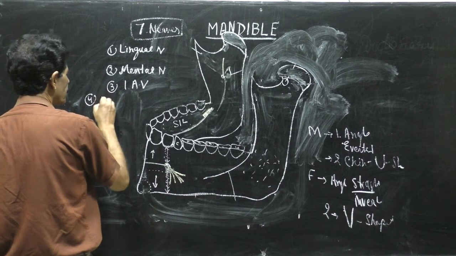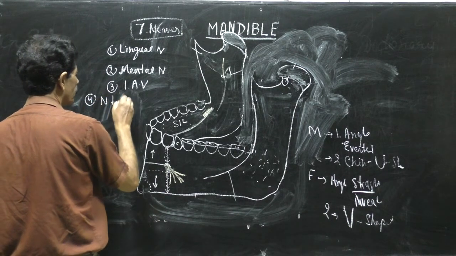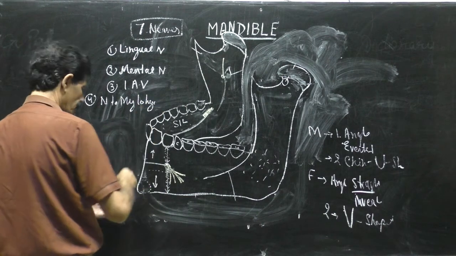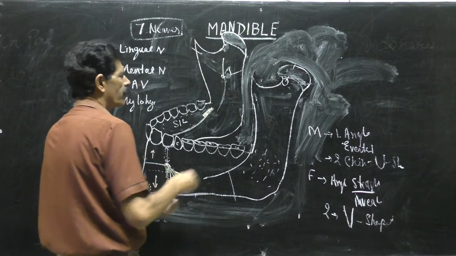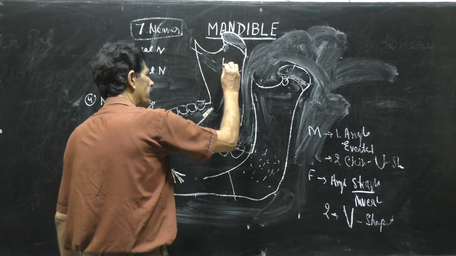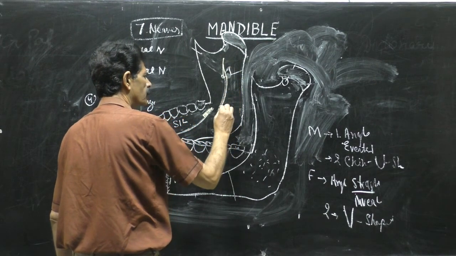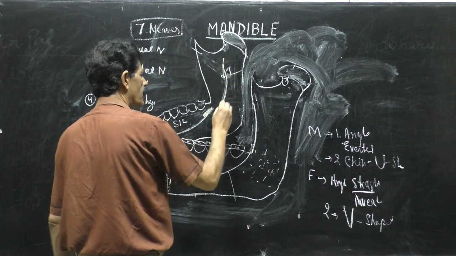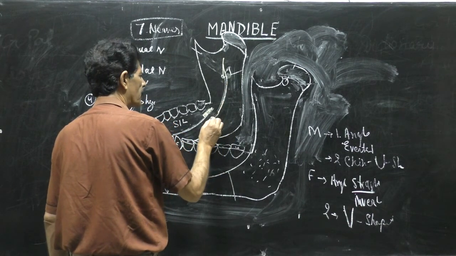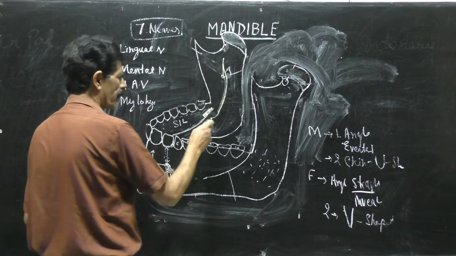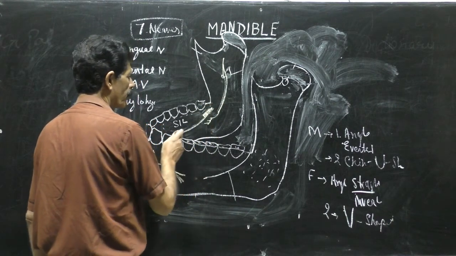The fourth nerve is the nerve to mylohyoid. It also touches the mandible. This nerve runs in the groove for the mylohyoid, and it will go and supply the mylohyoid muscle, which takes origin from the mylohyoid line.